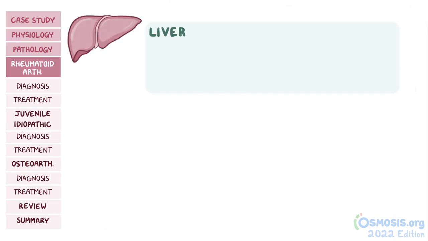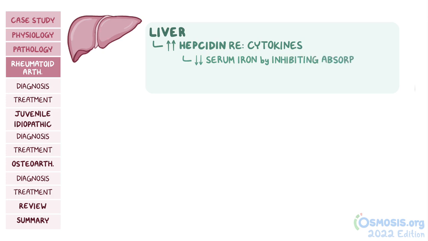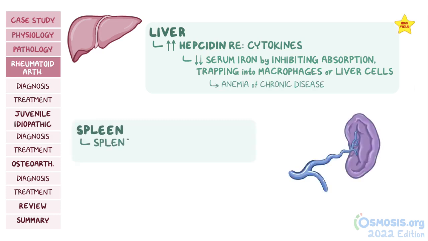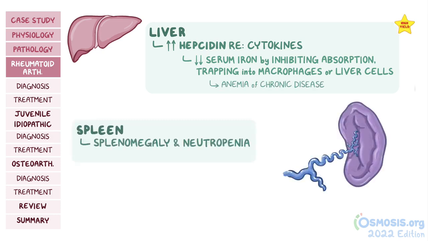The liver can start producing high amounts of hepcidin in response to inflammatory cytokines. Hepcidin decreases serum iron levels by inhibiting its absorption by the gut and trapping it into macrophages or liver cells, leading to anemia of chronic disease. In the spleen, rheumatoid arthritis can lead to splenomegaly and neutropenia, a combination called Felty syndrome.